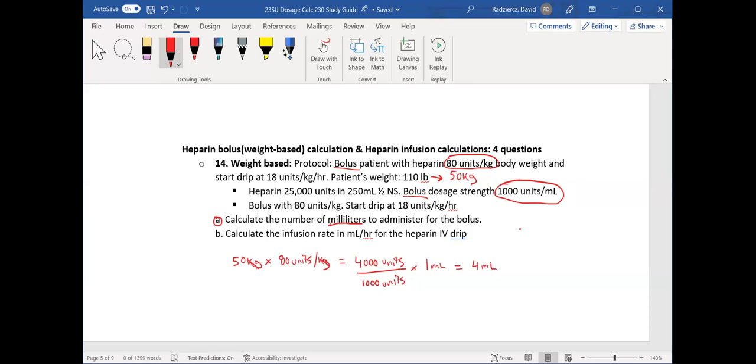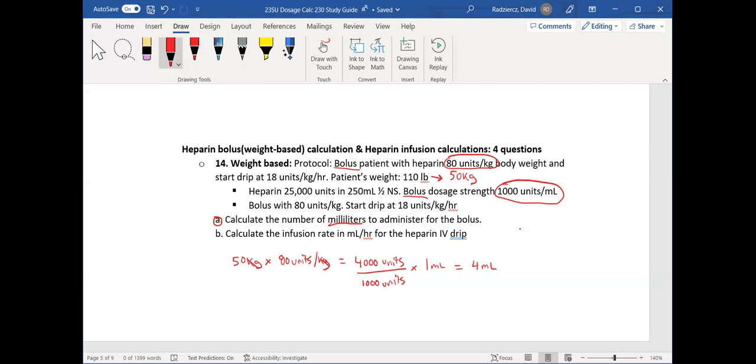Now, obviously, the patient's weight's not always going to be an even number. So you might get an answer like 4.3 milliliters, and you have to round to the nearest 10th. Again, that's possible. You've all seen syringes that go down to the 10th and even into the 100th and maybe even into the 1000th. But for numbers greater than 1, remember you round to the nearest 10th.